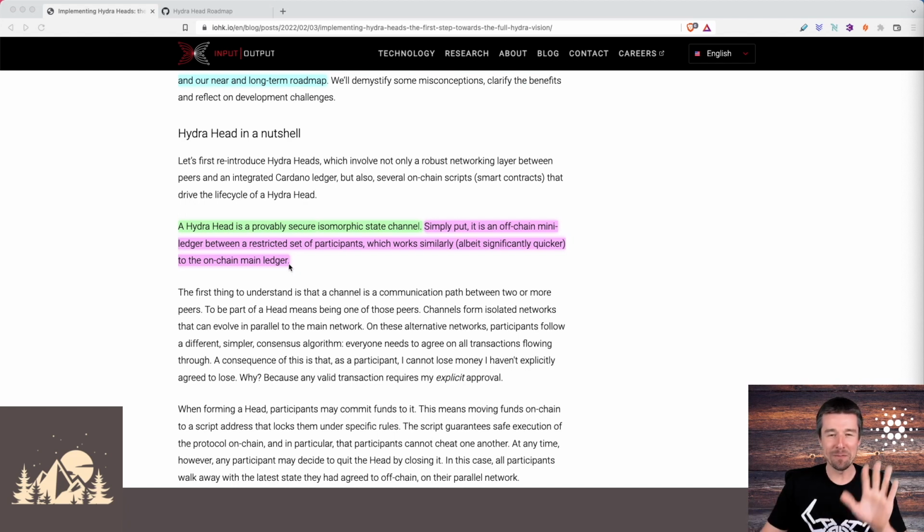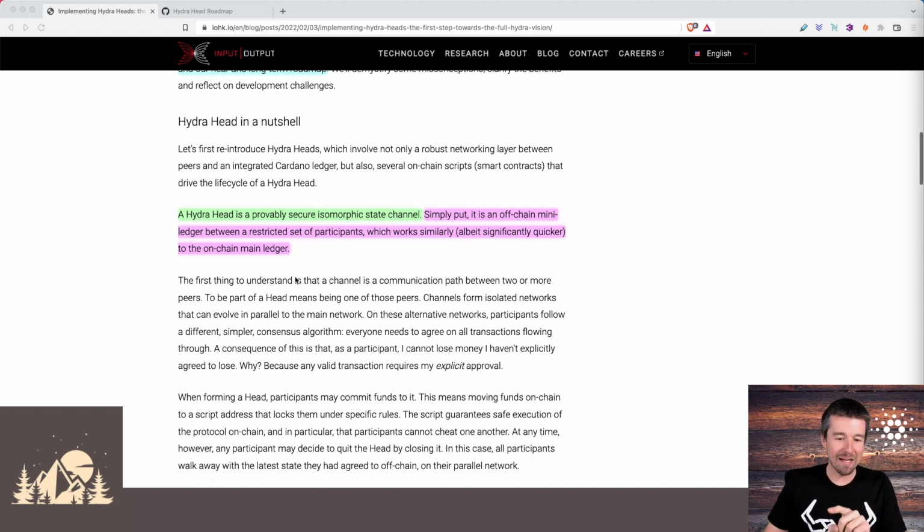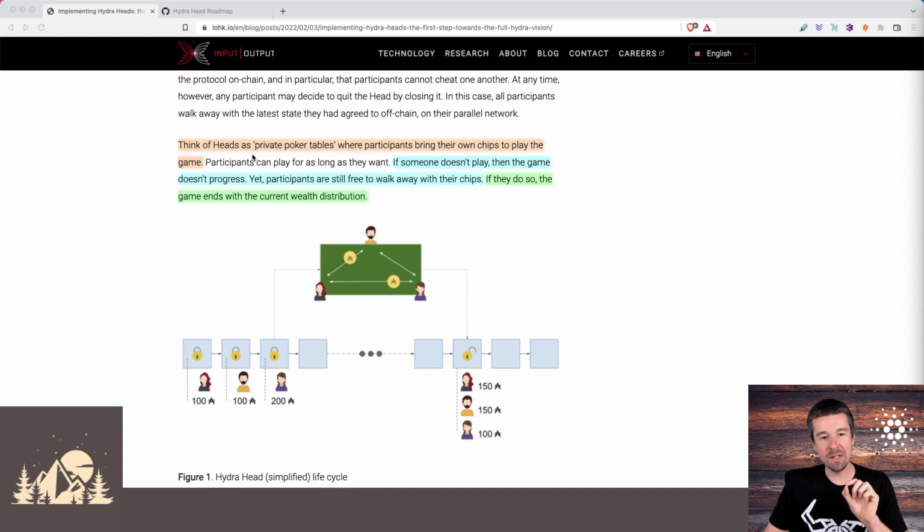And if that still seems really confusing, don't worry. He provides a really, really great analogy here where we can think of heads as private poker tables. So imagine it this way. Let's say that the layer one Cardano blockchain down here is the whole casino. And in the casino, you have your certain amount of chips that you have, and then the Hydra head is a poker table that you walk up to and you start playing the game.